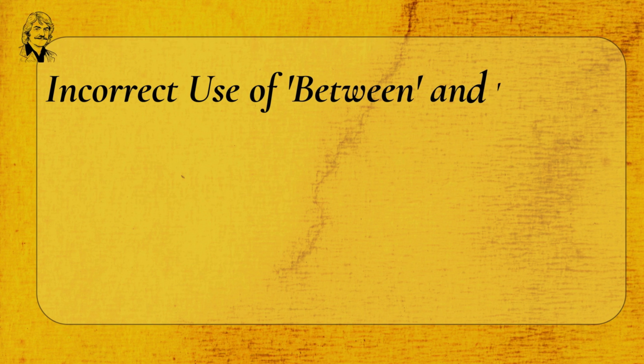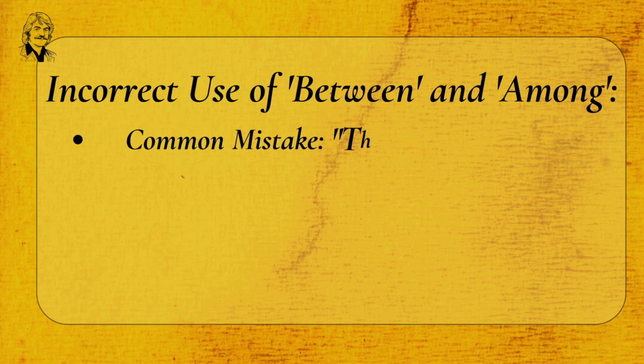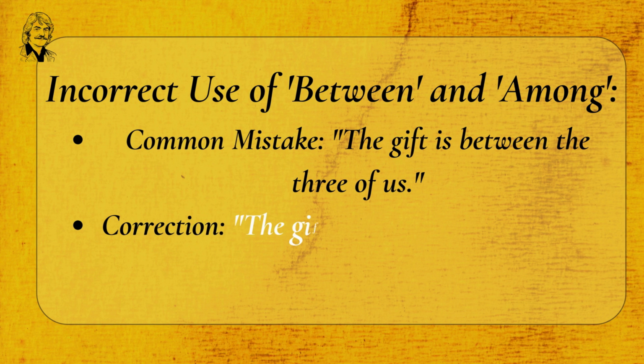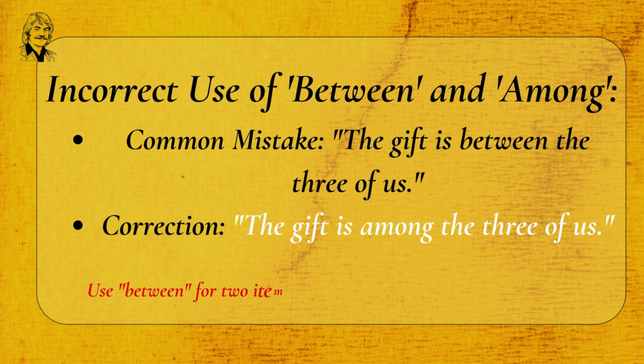Incorrect use of between and among. Common mistake: the gift is between the three of us. Correction: the gift is among the three of us. Use between for two items and among for more than two items.